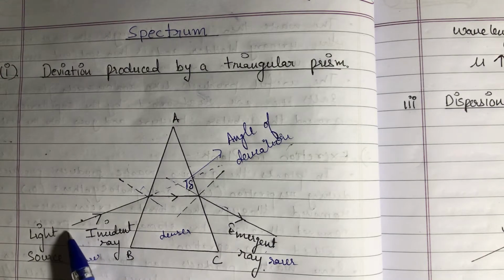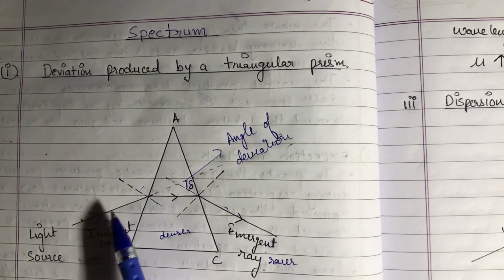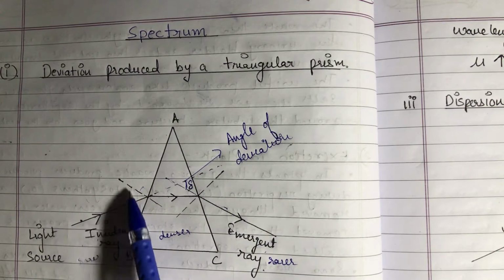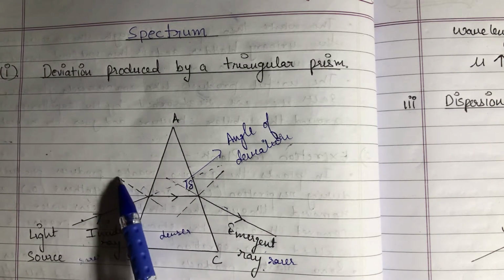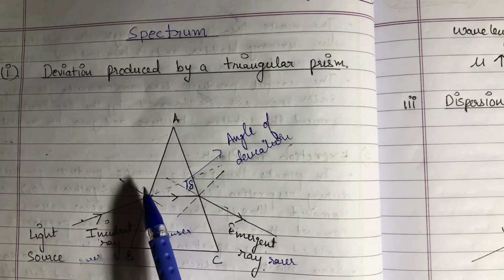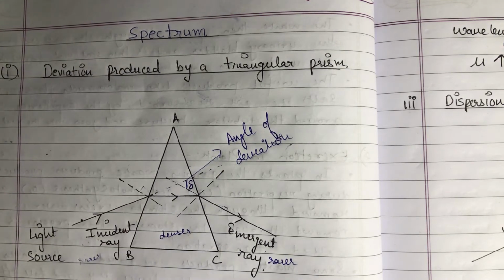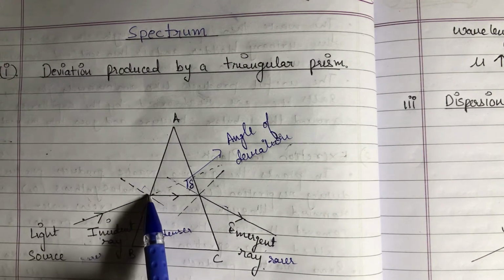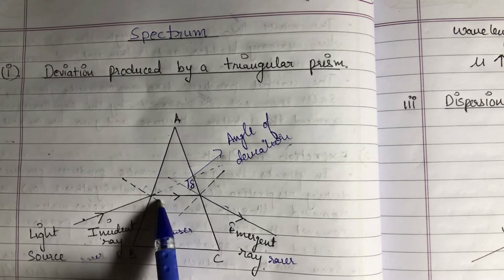Now our incident ray falls on the surface AB. Before it falls, we have to draw a normal. This is our normal. It will make an angle of 90 degrees with the surface. We have already discussed this. When a ray travels from a rarer medium to a denser medium, it bends towards the normal.